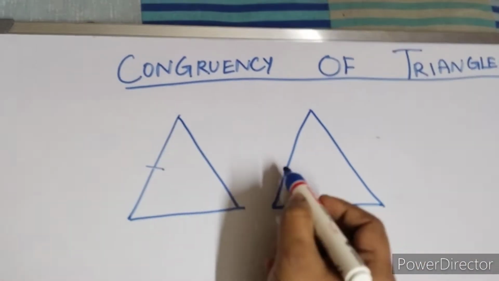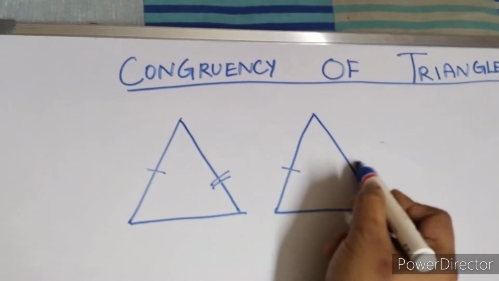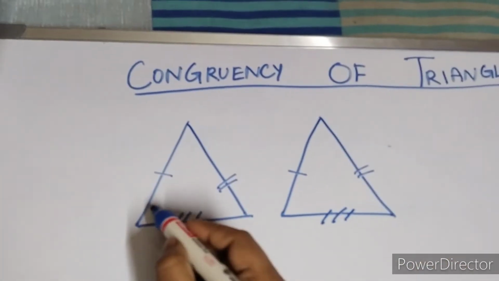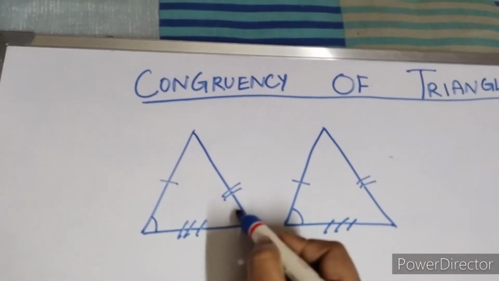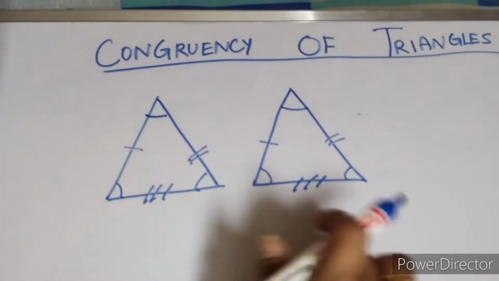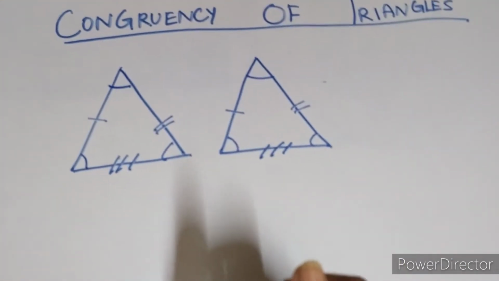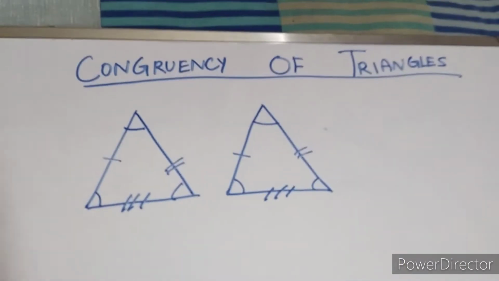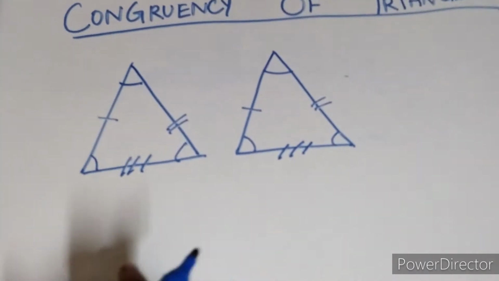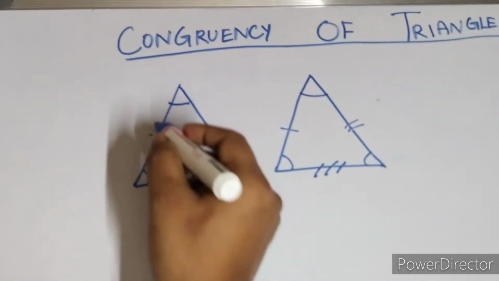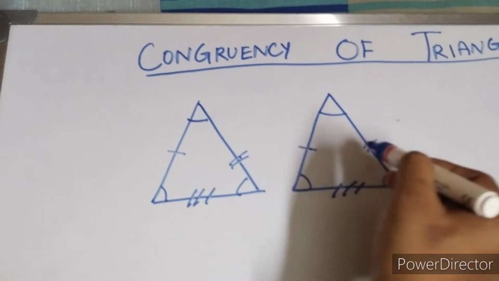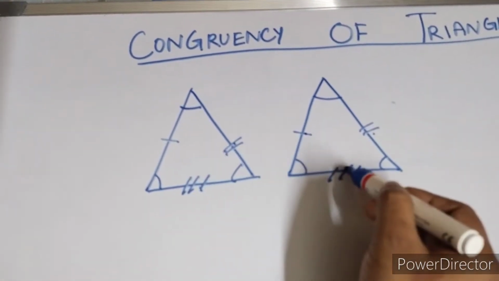Okay, so this side can be equal to this side is equal to this side, and also the corresponding angles should be equal. Then we can say that these two triangles are congruent to each other. Okay, now there are a few criteria for when we can say that two triangles are congruent. Like we can see here, this side is equal to this side, and this side is equal to this side.